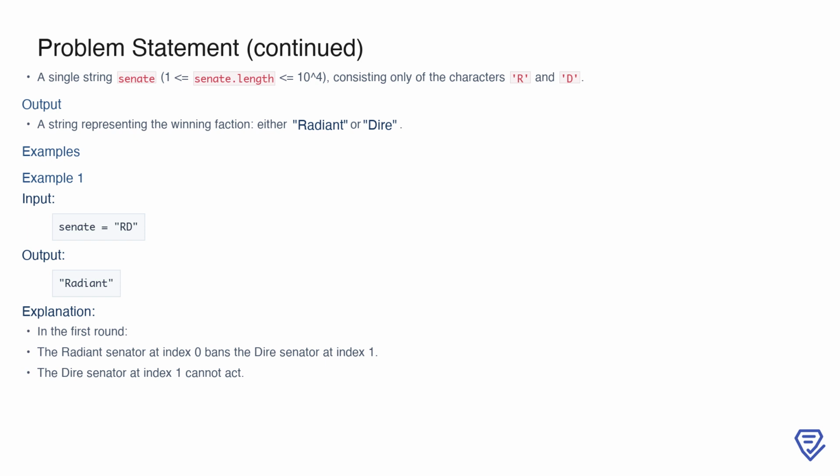For example, consider a simple scenario where the input string is Senate equals RD. In this case, the Radiant senator at index 0 bans the Dire senator at index 1 during the first round. Since the Dire senator is banned, they cannot take any actions, and the Radiant faction wins. The output for this example would be Radiant.